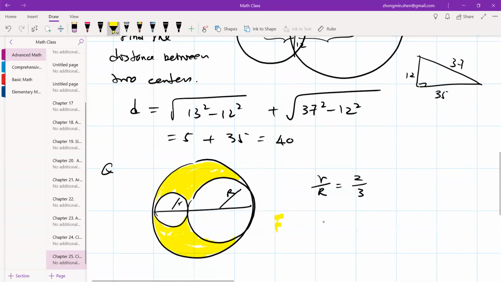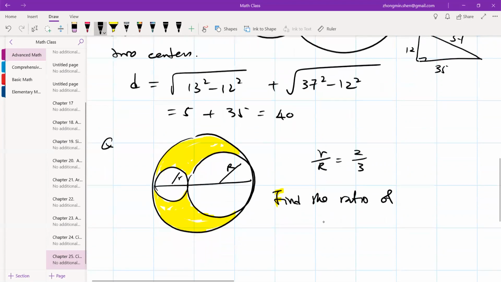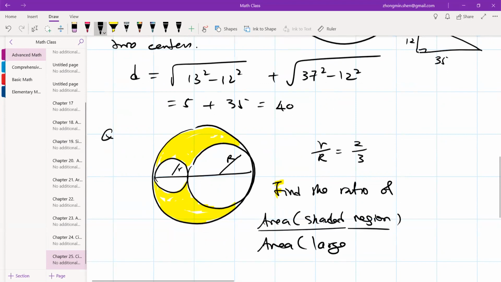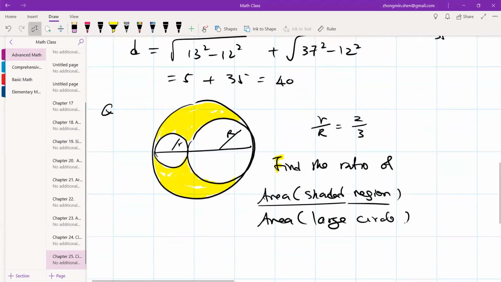Find the ratio of the area of the shaded region and the area of the largest circle, okay? Largest circle. Because I did not tell you the size of the largest circle. The largest circle outside.